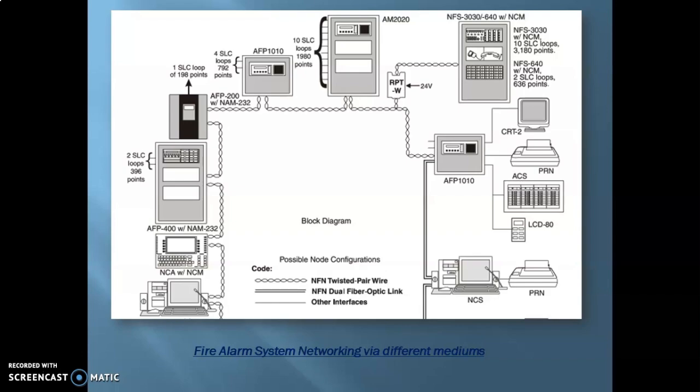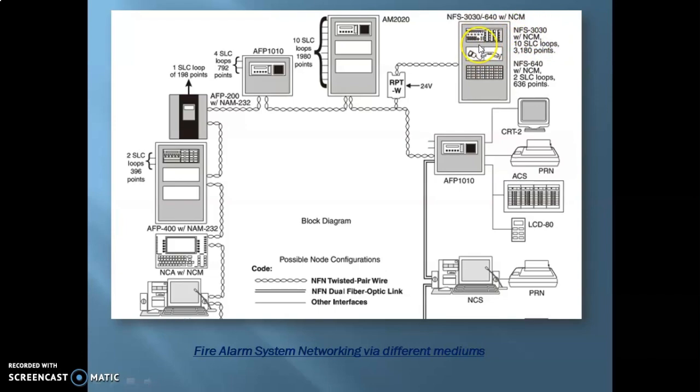So here I'm just going to show you guys a block diagram of the different ways in which you can actually interconnect and form a network in a fire alarm system. Over here you can see the twisted pair cable or the copper wire or hardwired connections between panels. You can see how they are interconnected to each other using this one, and here you can see this NCM that is mentioned over here. That's a network control module or card that is installed inside the panel.